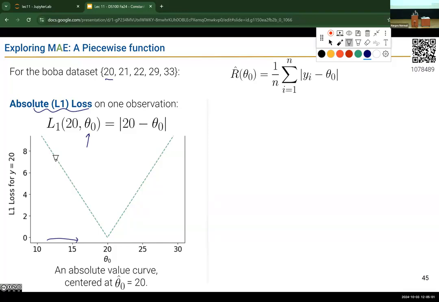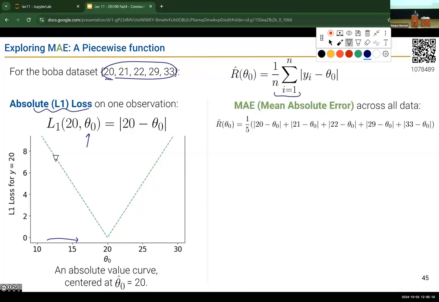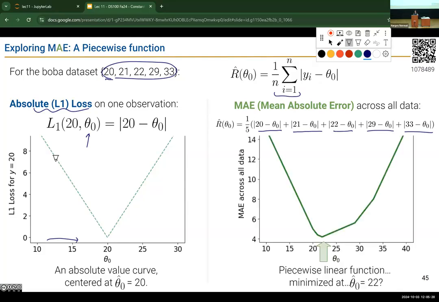When I want to consider all the data points that I have right here, and I take the average over all of those absolute value functions, effectively I'll get this MAE function. The MAE function has one of those V-shaped functions for 20, one of those V-shaped functions for 21, for 22, 29, and 33.